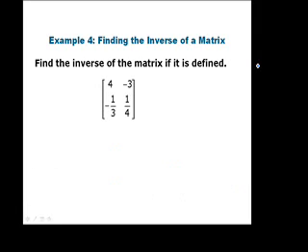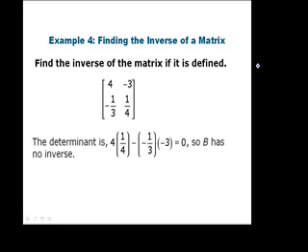Let's look at another example. So here we have 4, -3, -1/3, and 1/4. Always check the determinant first. So we have 4 times 1/4 minus -1/3 times -3. Well, that equals 0. So we don't have anything else we can do here because this matrix has no inverse.